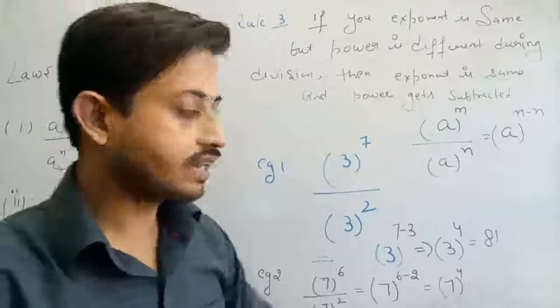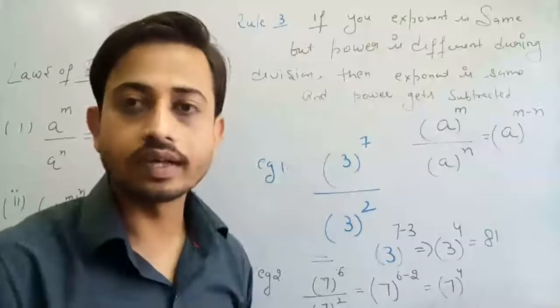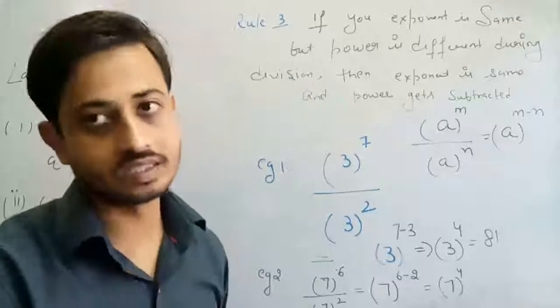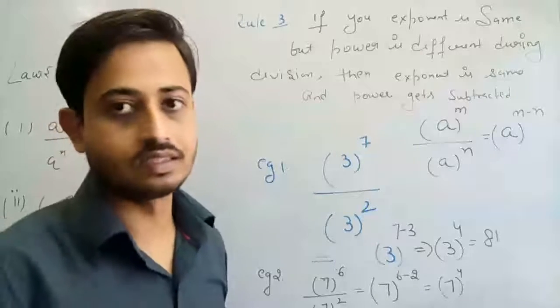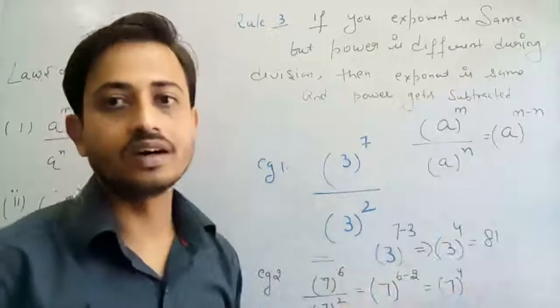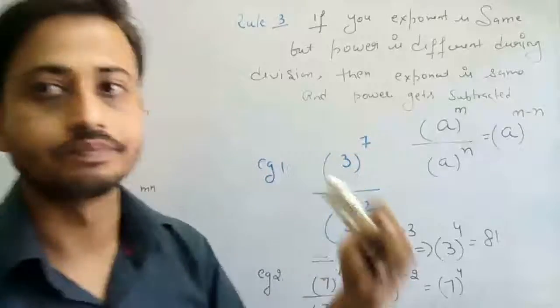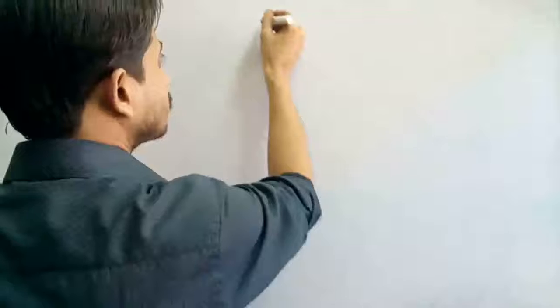If you simplify, you get an answer. You can write it in this format also, or you can write it after multiplication. So please make a note. This is rule 3rd. Now look at the rule 4th.